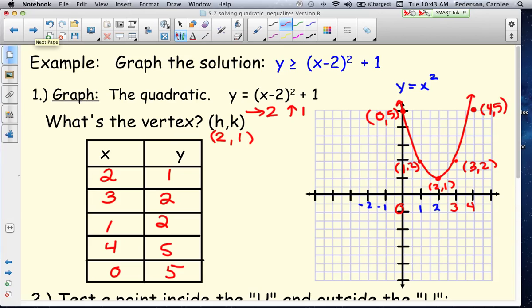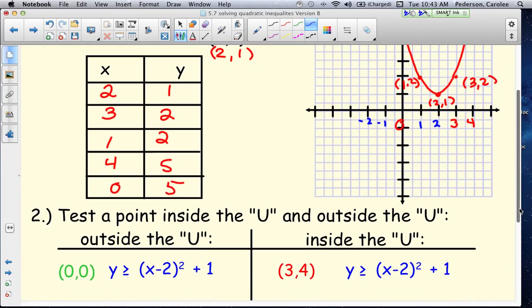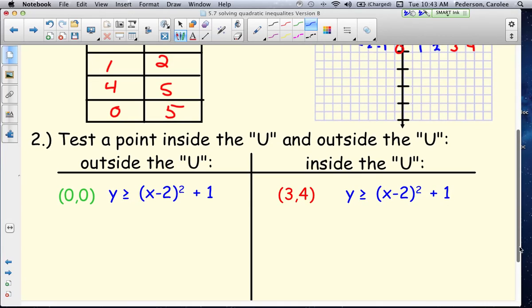But the question is asking us to graph the solution. So we want to move on to step 2, where we're going to test a point inside the parabola and test a point outside the parabola. So go ahead and write down step 2. Test a point inside the parabola and outside the parabola. So I've already chosen 2 points. A green point of (0, 0), which is outside the U, and the point (3, 4), which is inside the U. So go ahead and write that down, step 2.